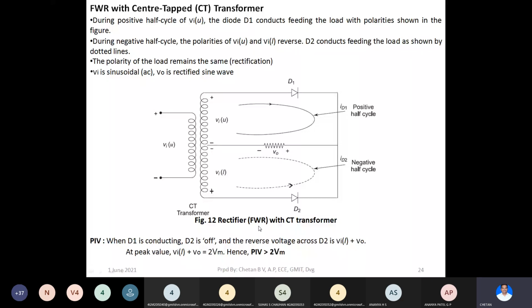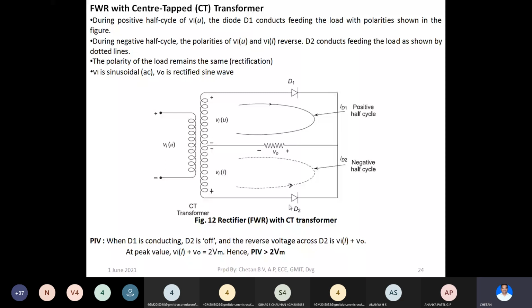Therefore, you will get peak inverse voltage slightly greater than 2 times VM, right? Why I have written slightly greater than is that if you include the voltage drop across the diode, then the value of peak inverse voltage will be slightly greater than 2 times VM. Therefore, it is taken as slightly greater than 2 times VM.